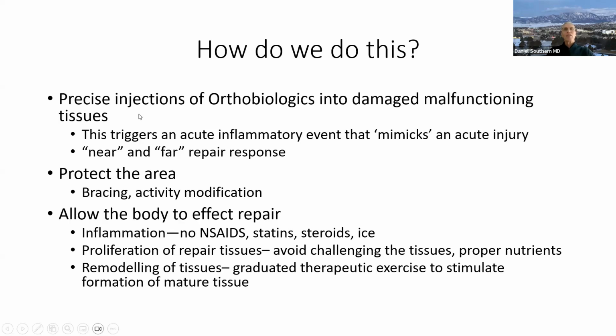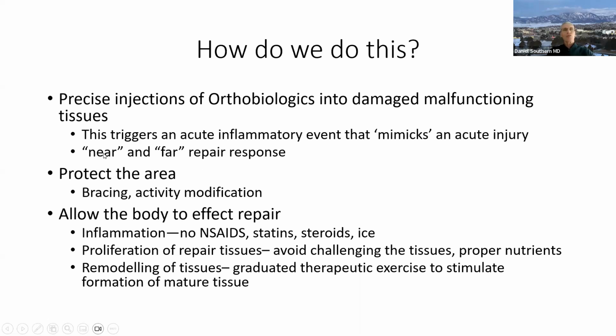How do we do this? Well, these are precise injections of platelets and stem cells that we get from our patients into damaged, malfunctioning tissues. We're doing this with very advanced imaging, real-time X-ray known as fluoroscopy, and ultrasound, which are sound waves that we bounce off the soft tissues that show us the ligaments and tendons we're injecting. And when we put repair cells into these injured tissues, this triggers an acute inflammatory event that mimics an acute injury. And we get a near and far repair response.